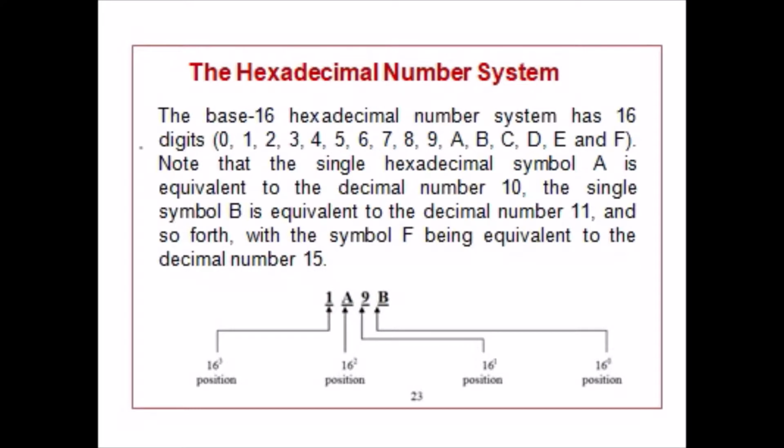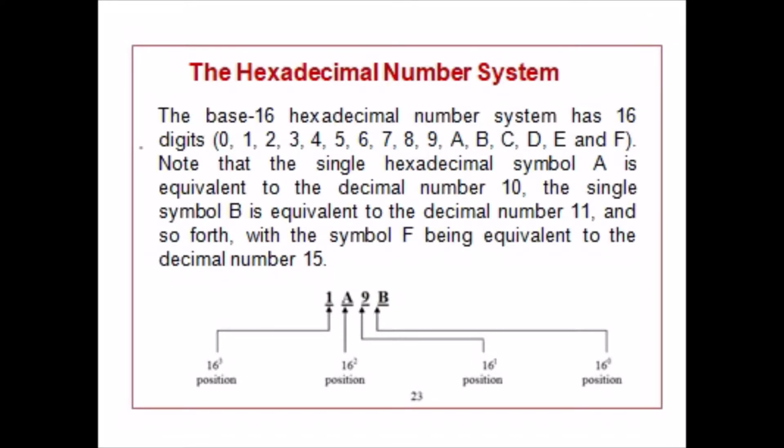Hence we have seen the binary system and the decimal system. Apart from this, the hexadecimal number system is also one of the important topics. The base 16 hexadecimal number system has 16 digits, 0 to 9, followed by 10 as A, 11 as B, 12 as C, 13 as D, 14 as E, and 15 as F. Hence here is the representation.